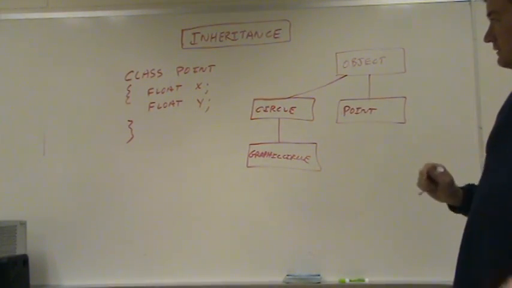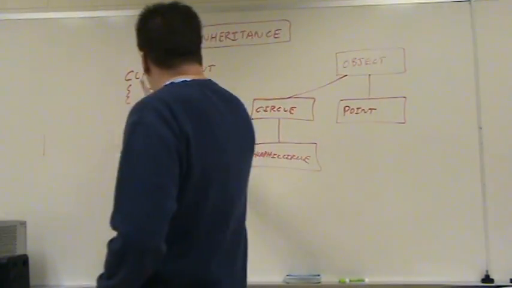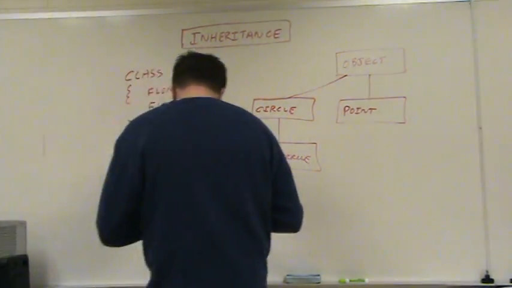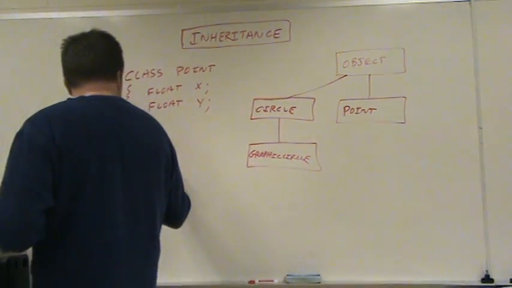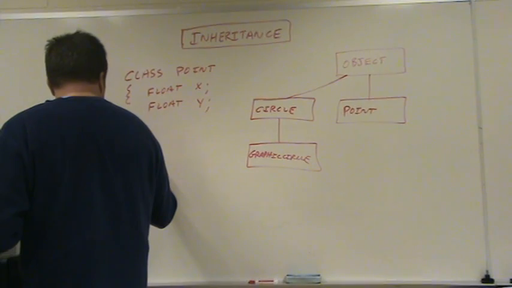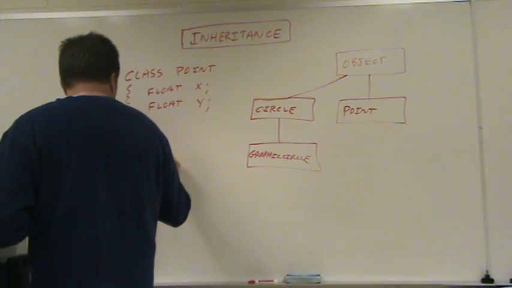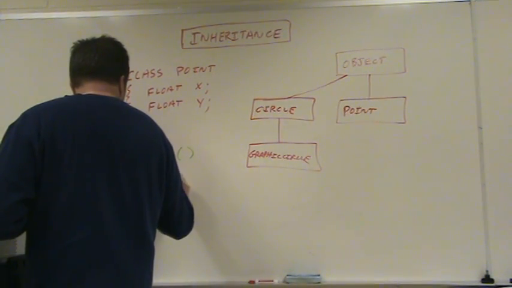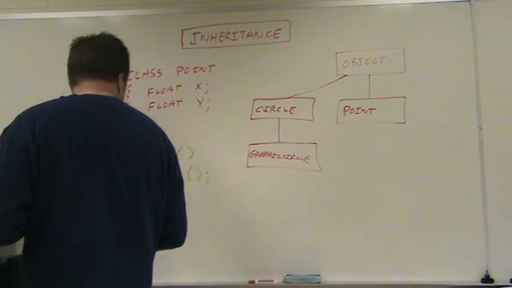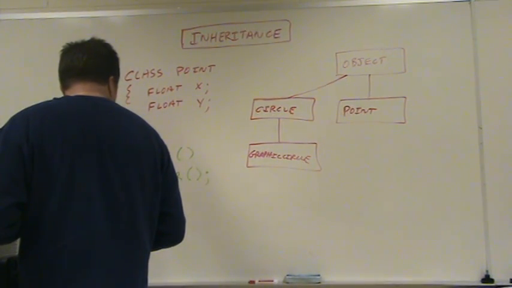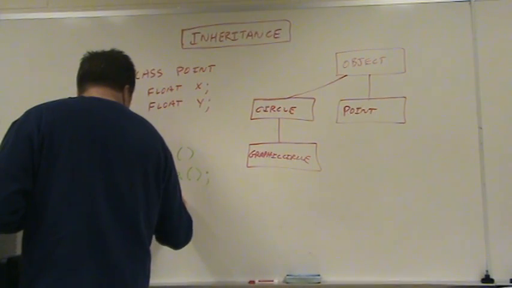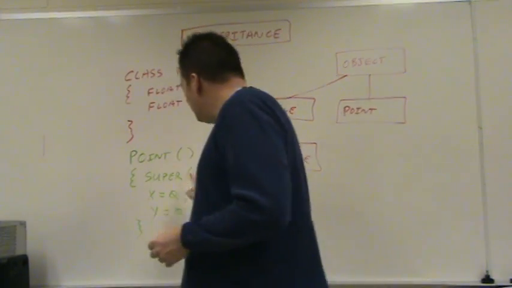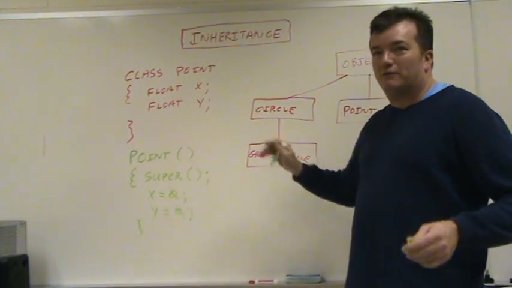So by default, what's really happening in this class case is you have a constructor that looks like this, that you got for free. I'll write it in green because you didn't have to write it and yet it's still there. Point, no parameters, super, x equals 0, y equals 0. You got this constructor for free without even writing it.